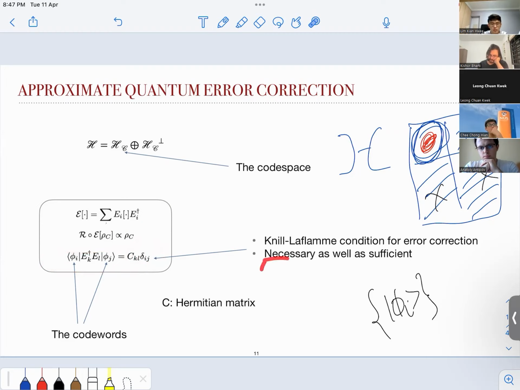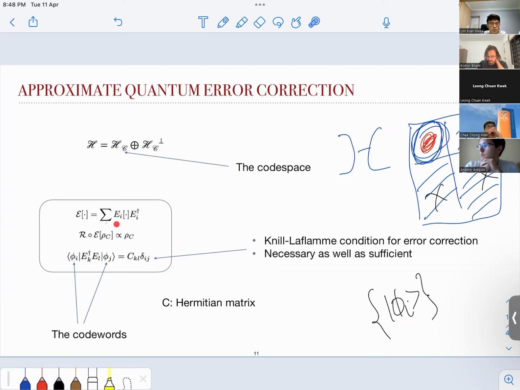This is necessary as well as sufficient. So you can be given any error correcting code, you can find out what are your phi I, the different phi I, how do you map your different basis states like 0, 1, 2 using this code. And then you can write your given error map.